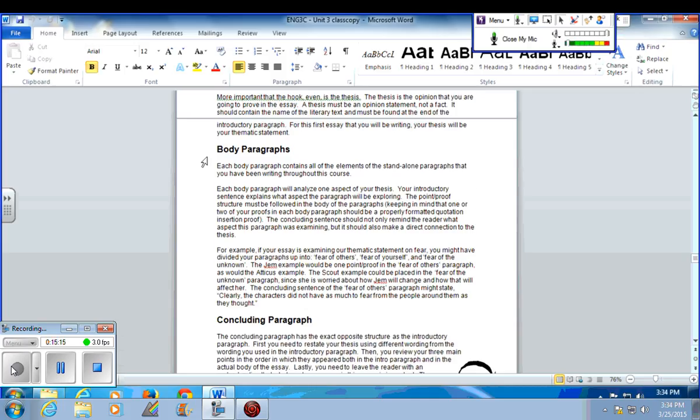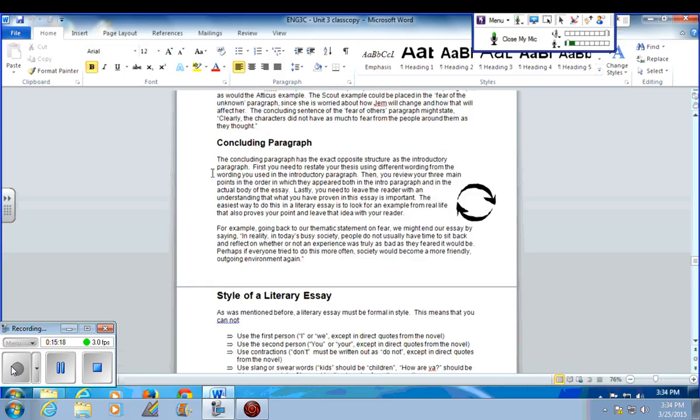After all those, you get to your concluding paragraph. Now, the concluding paragraph has the opposite structure of the introductory paragraph. First, you need to restate your thesis using different wording from the wording you used in the introductory paragraph. Then you review your 3 main points in the order they appear both in the intro and in the actual body of the essay. And lastly, you need to leave the reader with an understanding of why what you have proven in this essay is important. The easiest way to do this in a literary essay is to look for an example from real life that also proves your point and leave that idea with your reader.